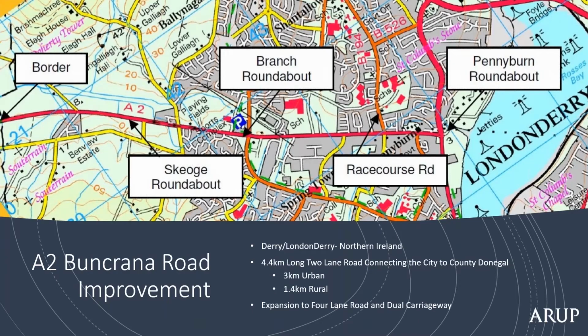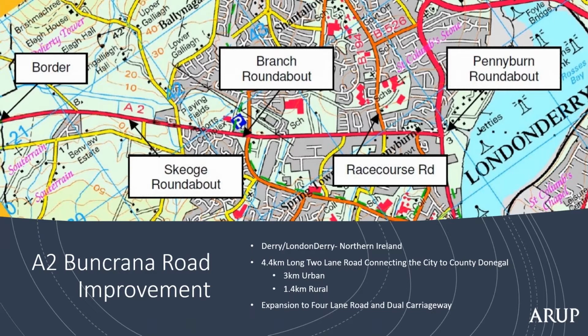So we'll talk a bit about the background of the project here. The A2 Buncrana Road improvement is a project based in Northern Ireland in Derry/Londonderry City. It's a 4.4 kilometer two-lane road that goes from the city centre out towards the Republic of Ireland, towards County Donegal. It's split by about three-quarters urban and a quarter rural. And the proposed expansion is to make it into a four-lane road slash dual carriageway.